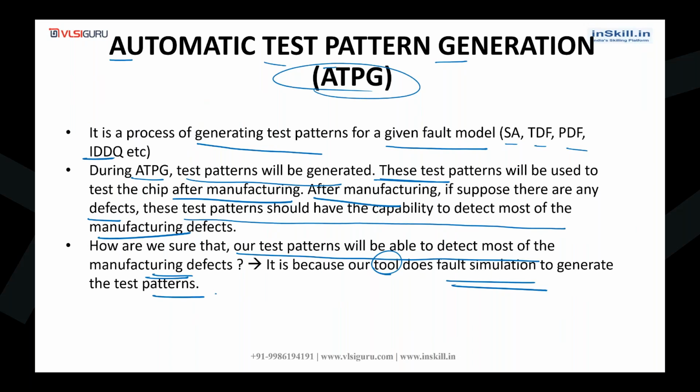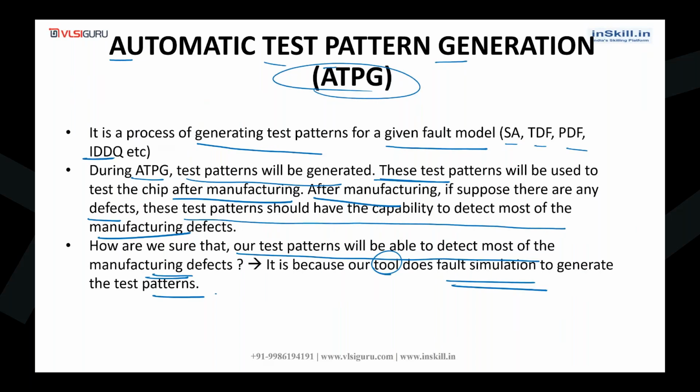So what is ATPG? Automatic test pattern generation, as its name suggests, is a process of generating test patterns for a given fault model. There will be various fault models like stuck-at, TDF, PDF, IDDQ. We'll discuss all these things. During ATPG, test patterns will be generated, and these test patterns will be used to test the chip after manufacturing.